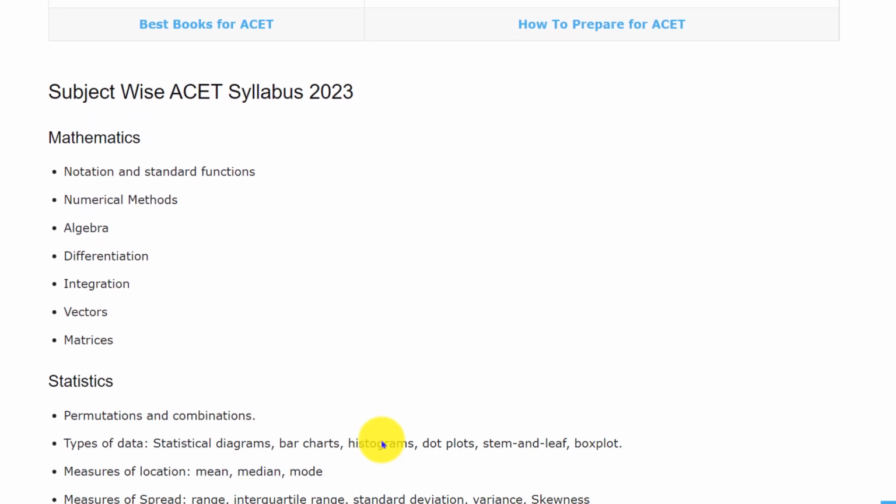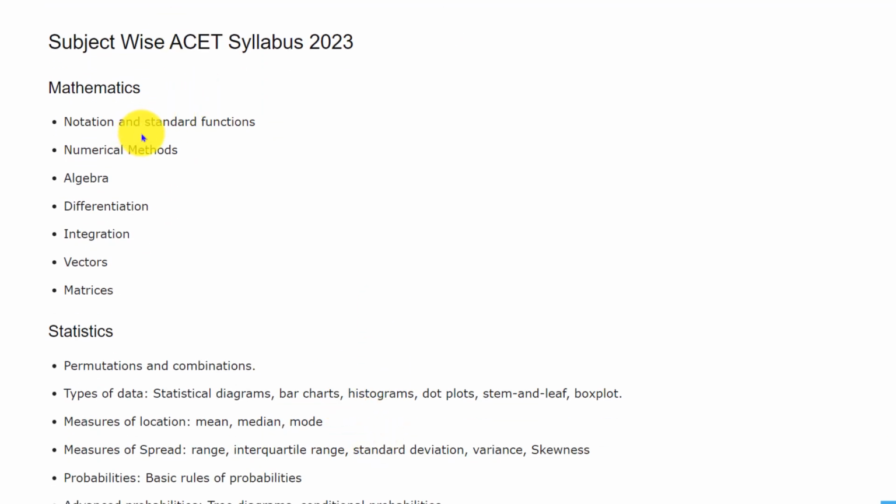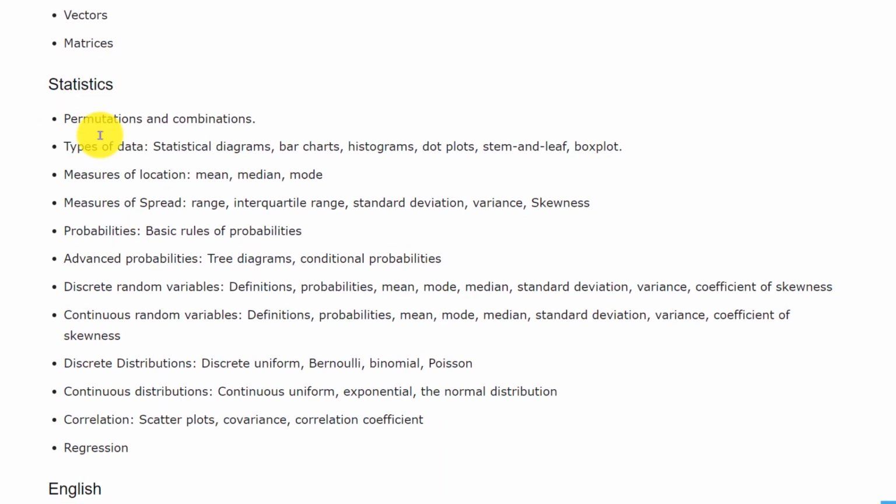Let's see the syllabus. In the first section, mathematics, the topics are notation and standard functions, numerical methods, algebra, differentiation, integration, vectors and matrices. The next section is statistics. The topics are permutations and combinations, types of data, which include statistical diagrams, bar chart, histograms, dot plots, stem and leaf, box plot, and measures of location: mean, median, mode. Measures of spread include range, interquartile range, standard deviation, variance and skewness.